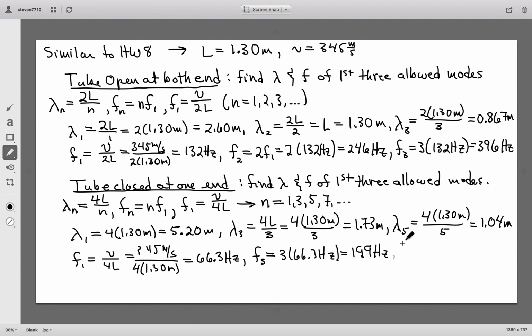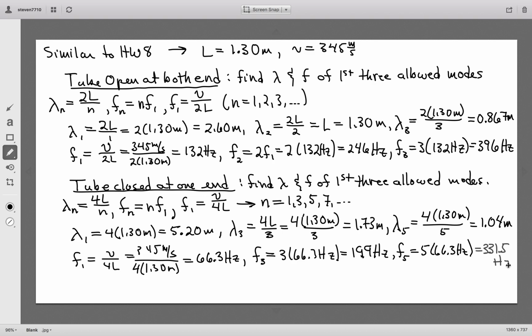Last is F5. That's going to be 5 times F1, 66.3 hertz. Multiply 66.3 by 5, you get 331.5 hertz. I'll squeeze in my units below it.